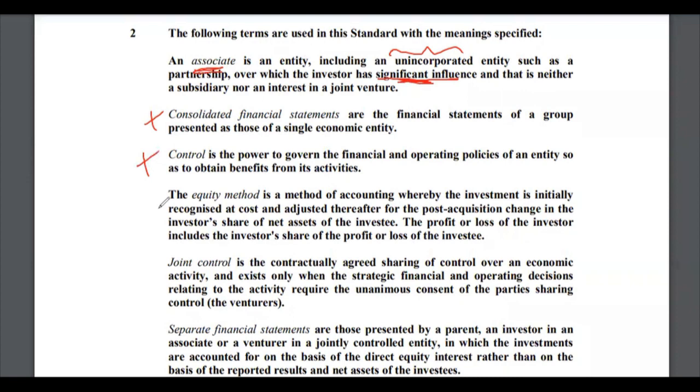I'm not going to look at the definitions of consolidated financial statements and control. Let's look at the equity method definition, right? It is a method of accounting whereby the investment is initially recognized at cost and adjusted thereafter for the post-acquisition change in the investor's share of the net assets of the investee, and then profit and loss. So this is the accounting method for associates. We call it the equity method, and the whole standard is about that. I'm not going to look at the other definitions, joint control or separate financial statements.